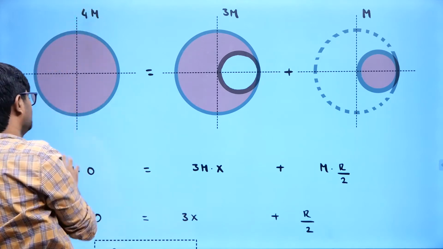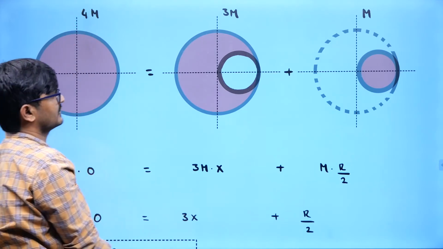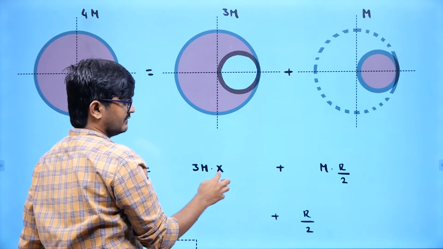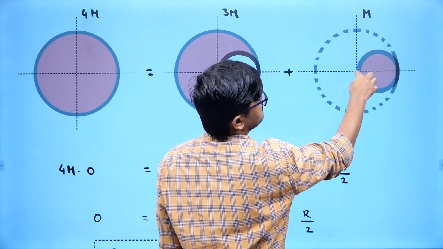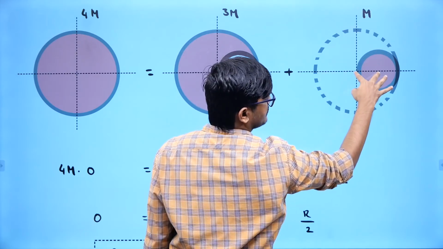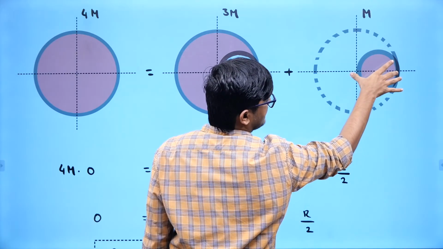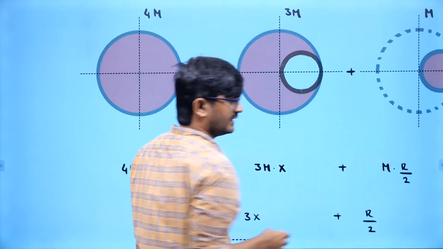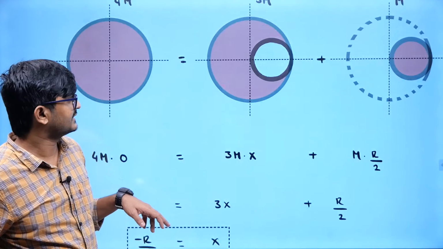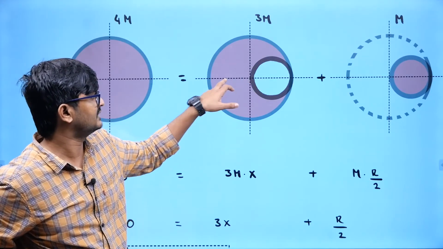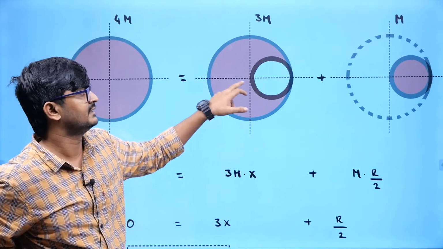So the total mass into the x coordinate of center of mass, which is 0, equals this mass into this x coordinate, which I have to find, plus, since I have taken this as origin, this mass into its x coordinate. How much is that? It is r by 2, m into r by 2. So what will I get from there? x equals minus r by 6. Yes, it makes sense because this center of mass will be somewhere here, negative r by 6.